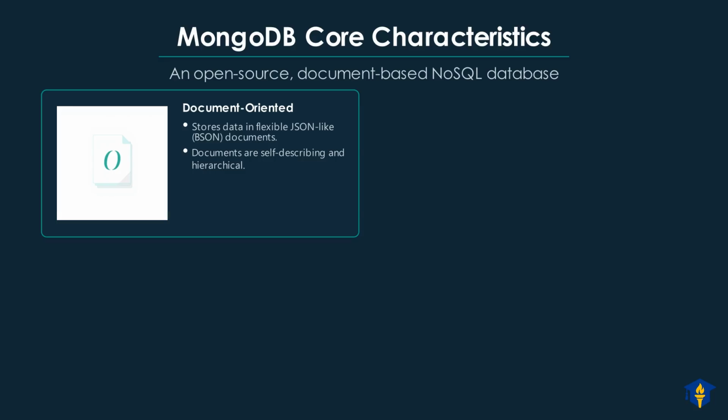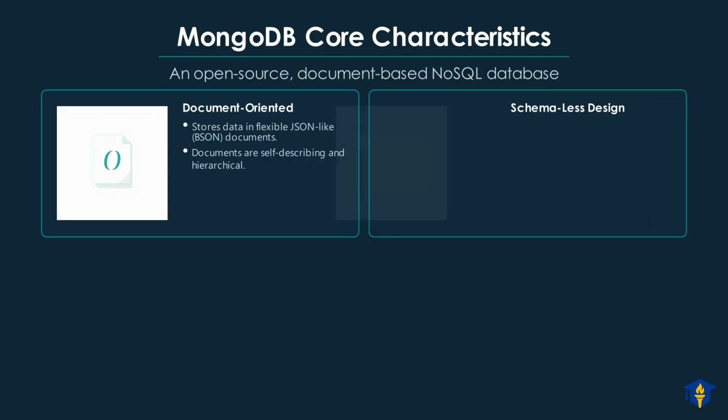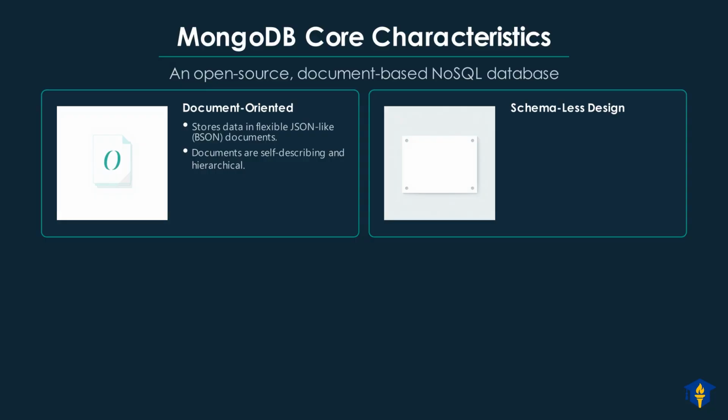These documents are self-describing and hierarchical, meaning they contain all necessary information and can have nested structures. Next, we'll examine its schema-less design, a key feature that provides immense flexibility in data modeling. This means no rigid structure or predefined schema is required, allowing for dynamic and evolving data definitions. Such flexibility greatly supports agile development methodologies and accommodates evolving data requirements with ease.